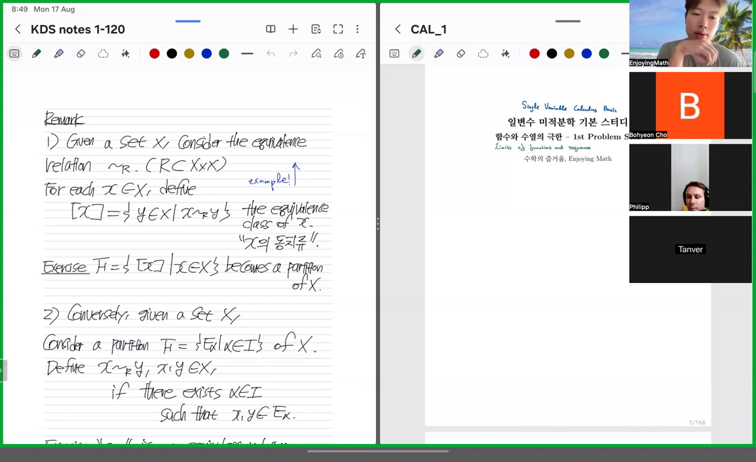So by construction, all equivalence classes are non-empty. Yes, that's what I... Sorry, my camera is overheating again. Don't worry. So then the non-empty criterion is automatic.